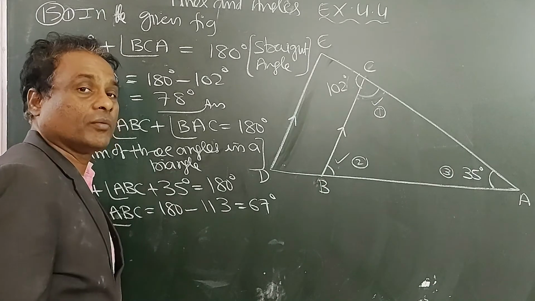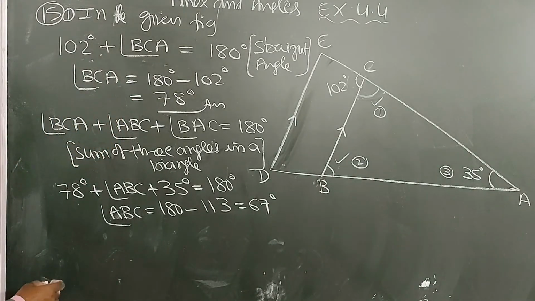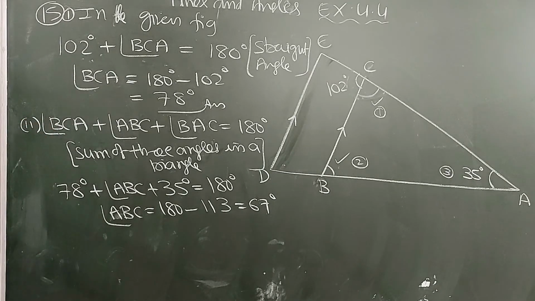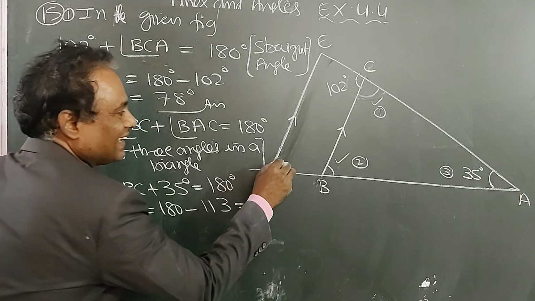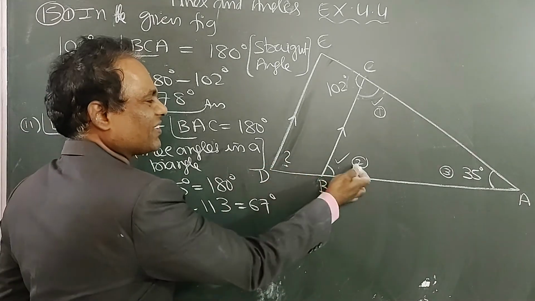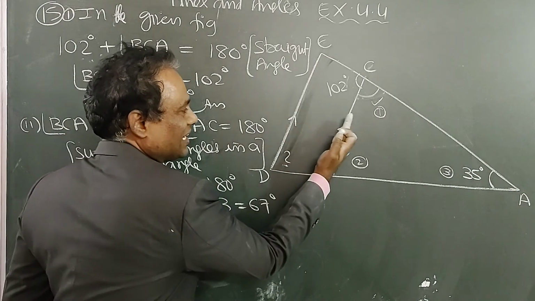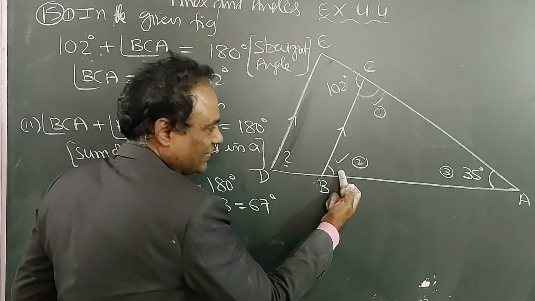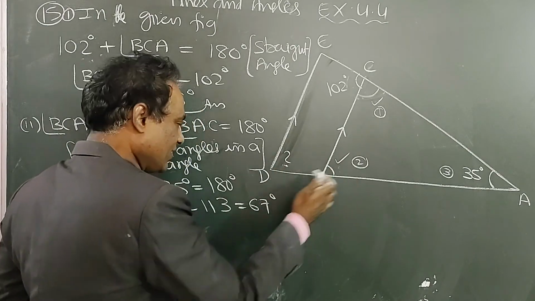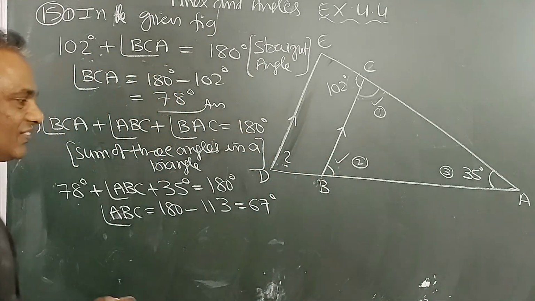This angle is 67. But what is our second question, students? Our second question is to find this angle. These two are corresponding angles. This is parallel to this, and this is a transversal. One is exterior, one is interior. These two are corresponding angles. This is 67, this is also 67.